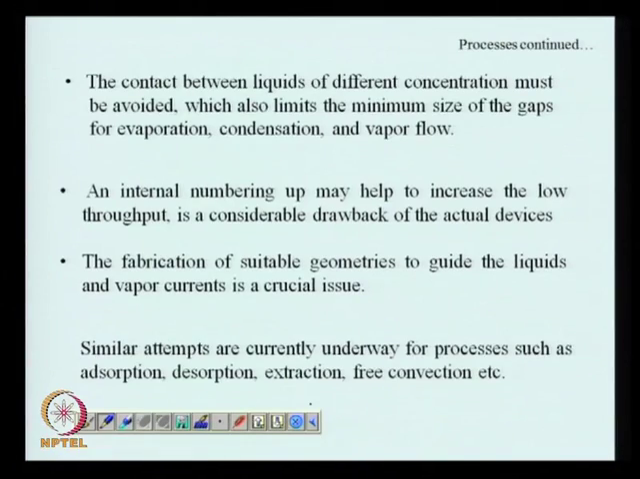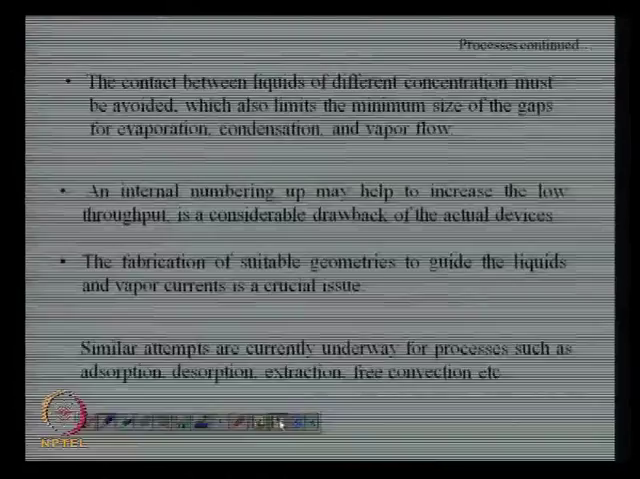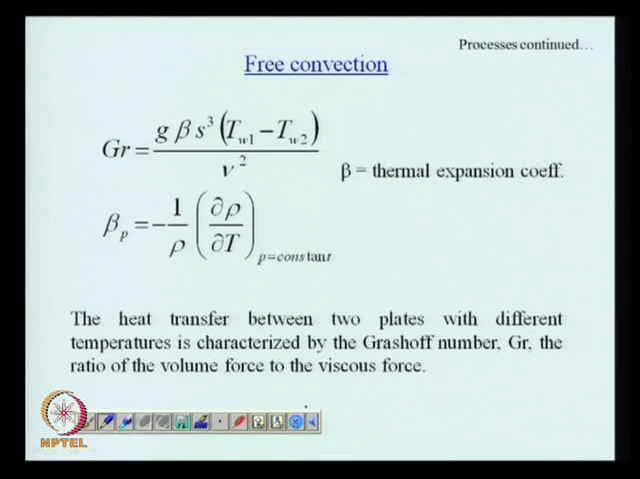But similar efforts are also underway for other mass transfer processes such as adsorption, desorption, extraction, free convection and so on, and we will see some applications of that. For example, if we think of free convection, we all know what free convection is: when there is a temperature difference between one packet of fluid and an adjacent packet of fluid, the density of the hotter fluid will become less and it is going to rise due to buoyancy, and be replaced by cooler fluid from the surrounding.